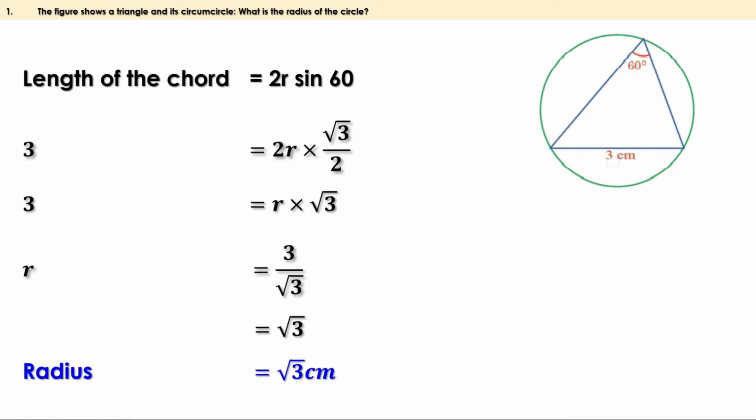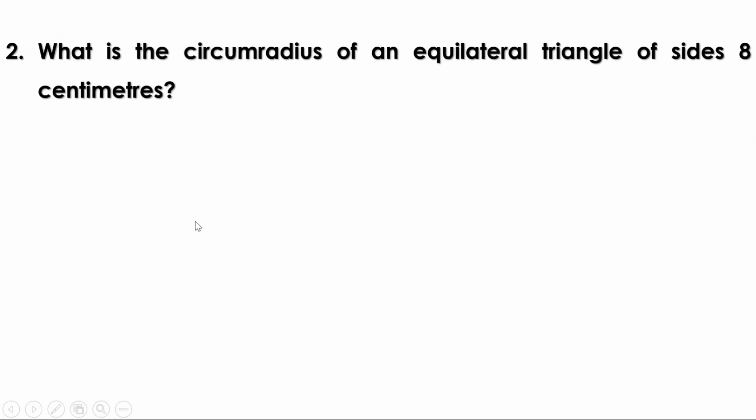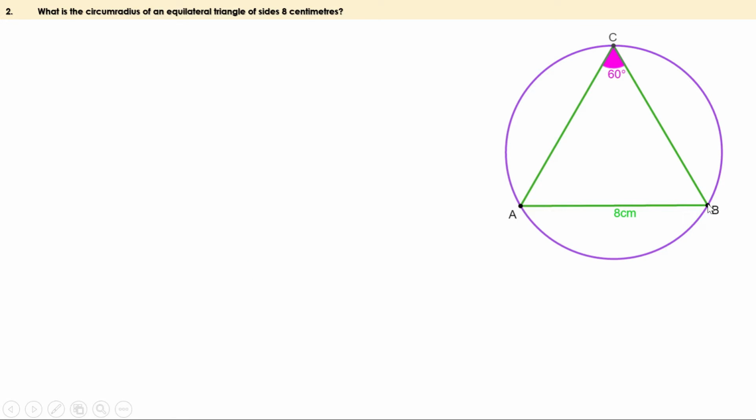Today, let us do the remaining problems on page 114. What is the circumradius of an equilateral triangle of sides 8 centimeters? Let us draw an equilateral triangle and its circumcircle. Here the sides of the equilateral triangle are 8 centimeters. We know all the angles of an equilateral triangle are 60 degree. Therefore, this angle is also equal to 60 degree. That means half the central angle of this chord is also equal to 60 degree.